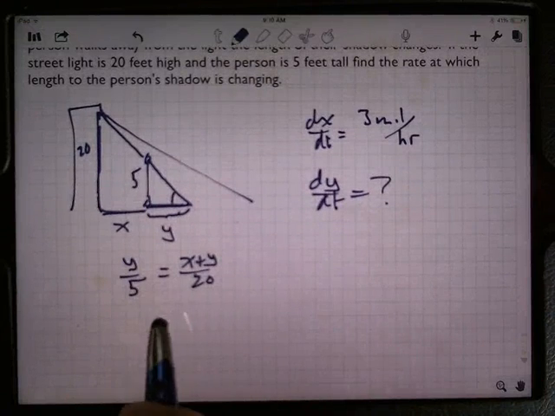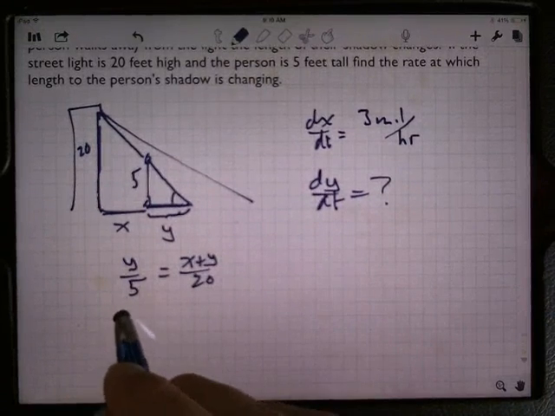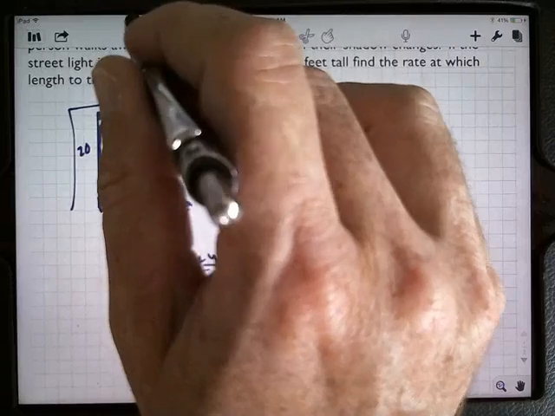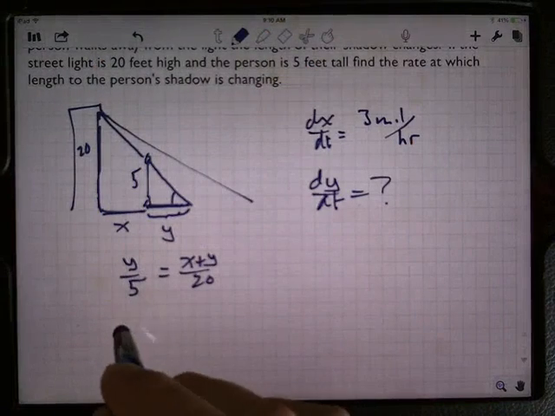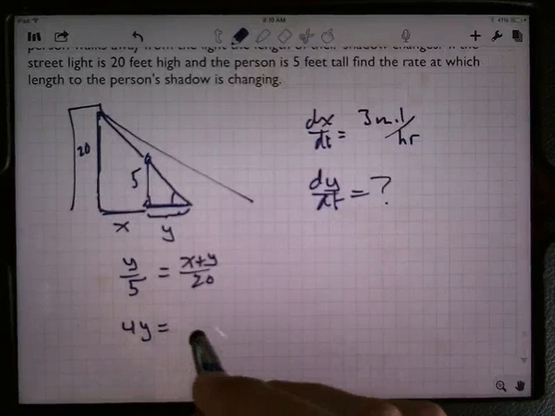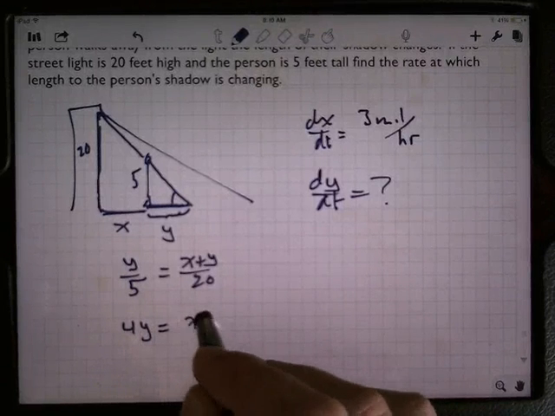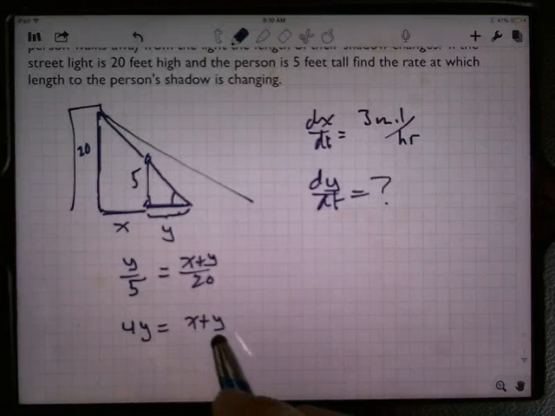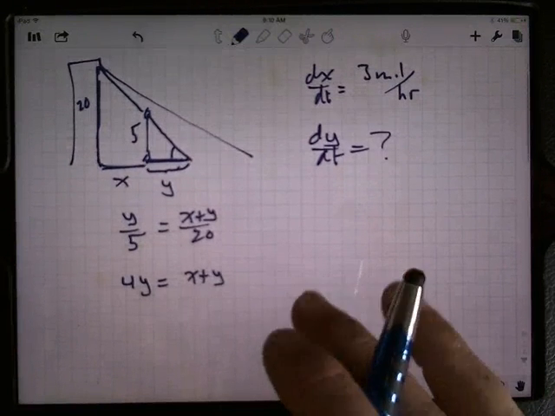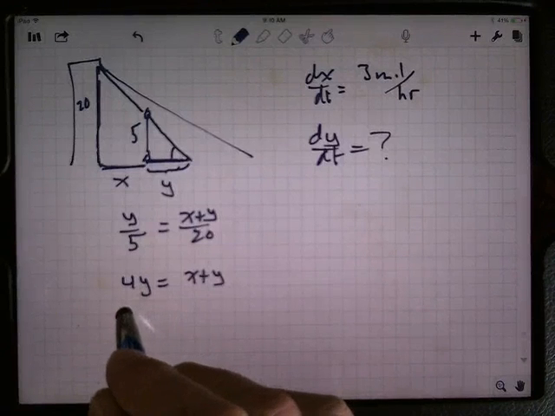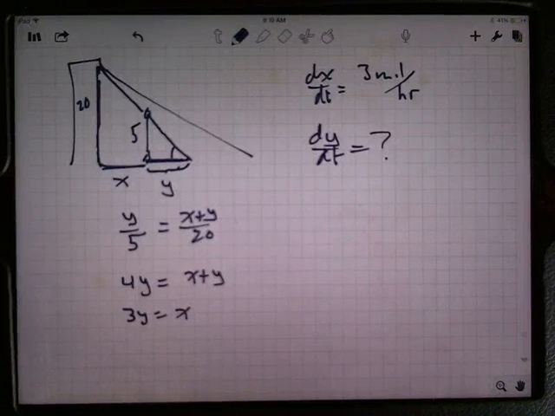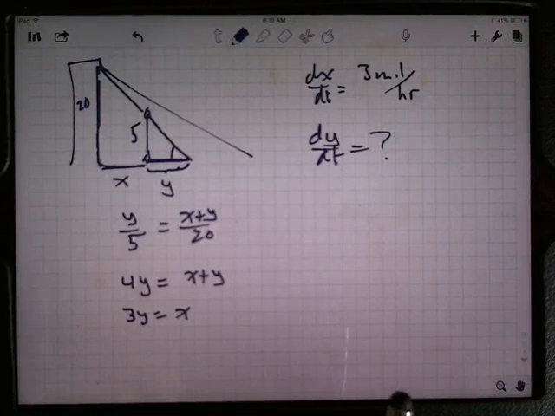I'm going to multiply both sides by 20 just to get rid of the fraction. The 5 and the 20 will cancel out to leave a 4. So I've got 4y equals x plus y. And wow, that's actually kind of nice. I can get the y's together, and I get that 3y is equal to x. There's a relationship now between x and y.